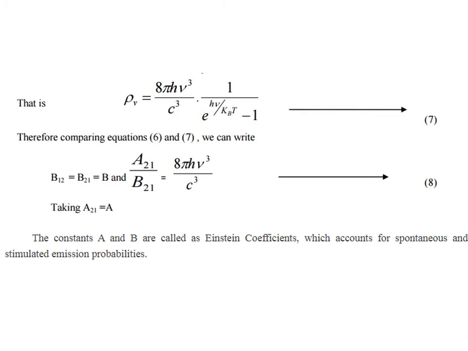So the first thing that we get is that the ratio between A21 and B21 is equal to 8 pi h nu cube by c cube. In the next term, along with the exponent, we have 1 by exponential h nu by kt minus 1 in equation 7, and in the previous case, instead of 1 we have B12 by B21.